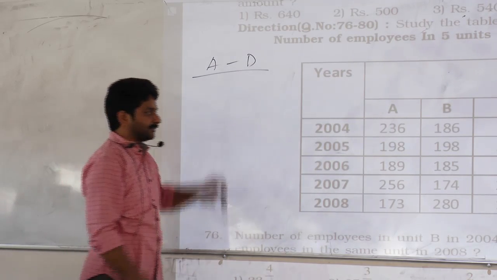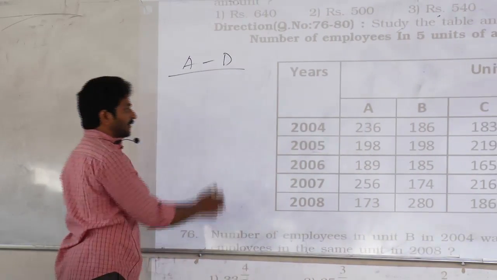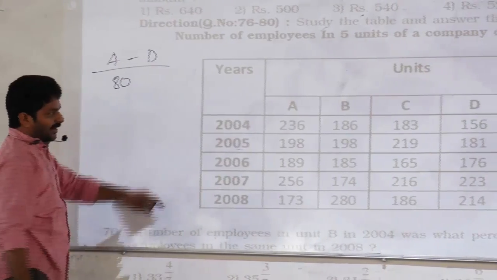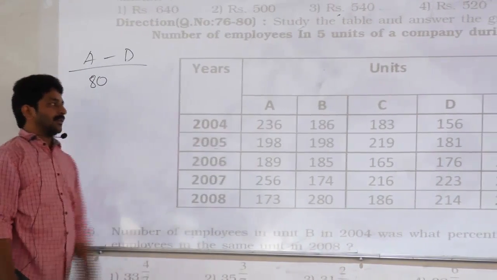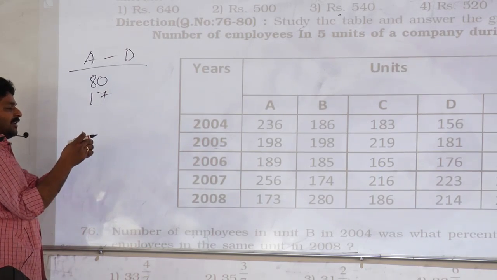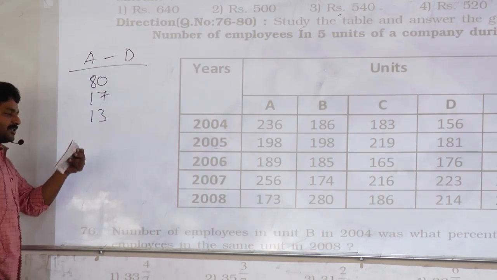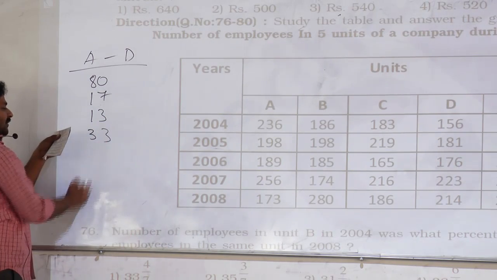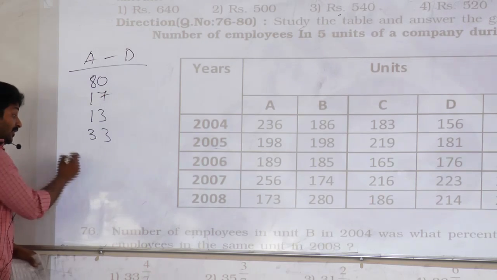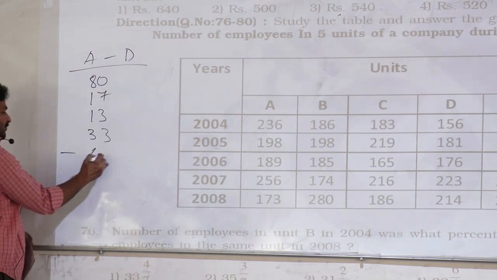order is very important. 236 minus 156, how much? 80. Next 198 minus 181. 17. Next look at the numbers. 189, 176. How much is that? 13. 256 minus 223. 33. 173 minus 214. You get negative number. Be careful. 173 and then 214. What is difference? 41, minus 41.